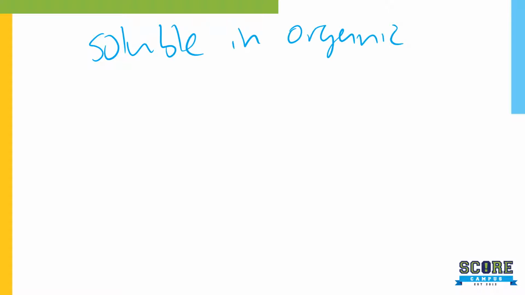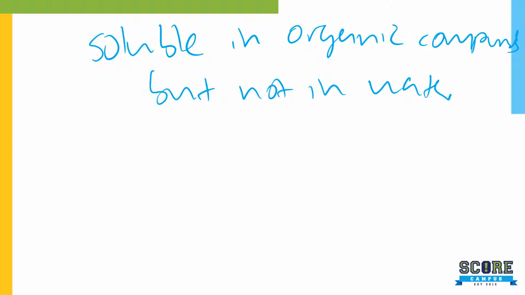Okay, covalent compounds, point number 3, they are generally soluble in organic compounds but not in water. So this is opposite to what you would see in the ionic substances. The ionic substances are generally soluble in water but not in organic compounds. Covalent substances are different.